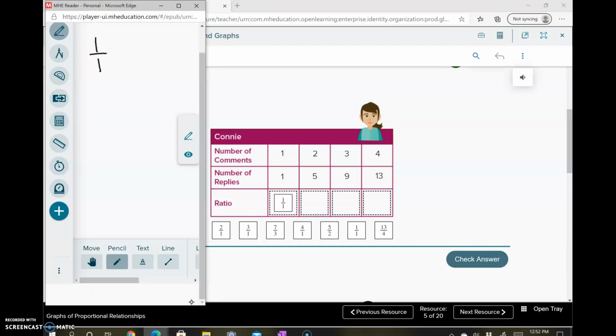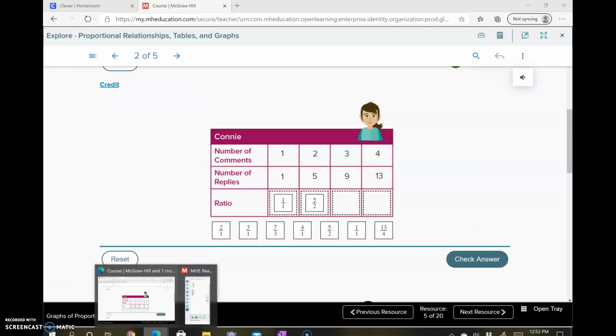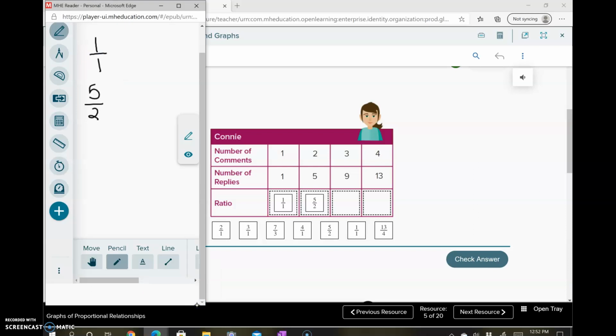So then my second one is 5 to 2. Well, I could divide by 2, but that gives me a decimal. And none of my options have a decimal in the top. So 5 and 2 don't have any common factors, so I'm going to leave it as is. Drag that 5 over 2 to that ratio.